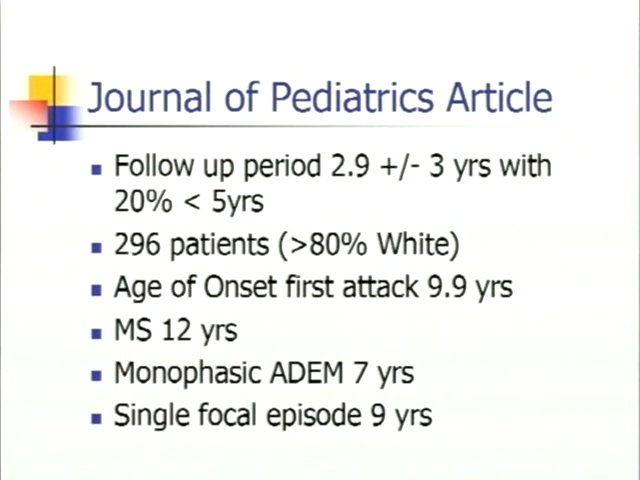eventual diagnosis was. For multiple sclerosis in pediatrics, the age is usually older. It's about, in this study, it was about 12 years of age. Versus with ADEM, ADEM tends to be a diagnosis of children who are younger, with an average of about 7 years of age. Of these single focal episodes, most of these ended up being TM, and the average here was about 9 years of age.